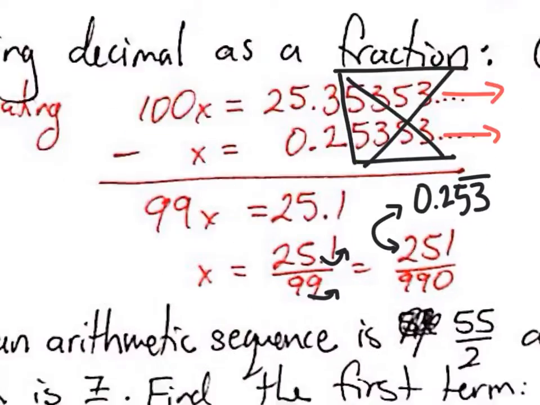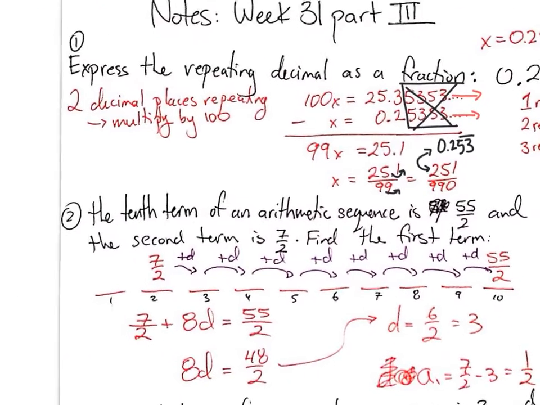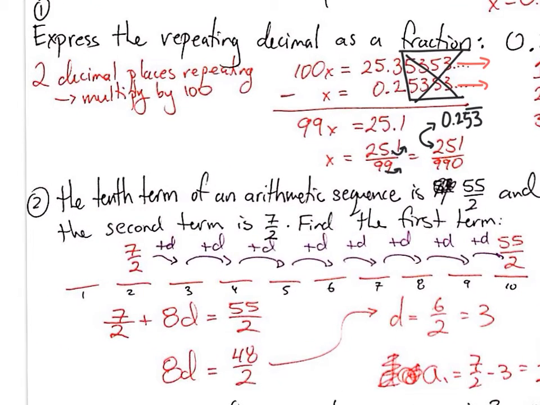Okay. Next up, this question says, so we're sort of applying our concepts. The 10th term of an arithmetic sequence is 55 over 2, and the second term is 7 over 2. Find the first term. So, I always recommend kind of writing this out. I'm a very visual person, so I just make a little dash for each term. And I know that the second term is 7 halves, and the 10th term is 55 halves.